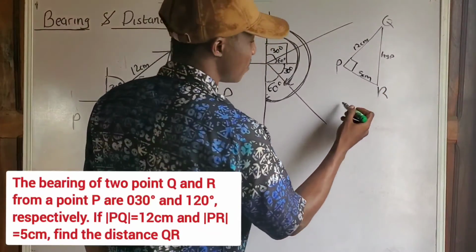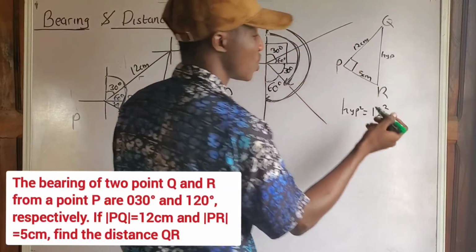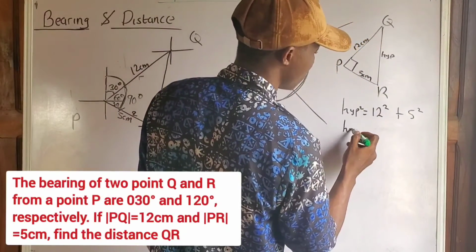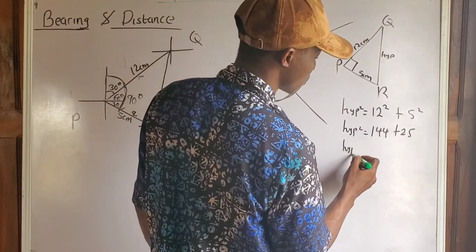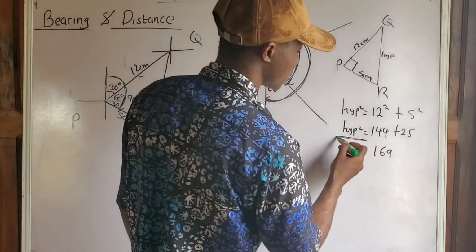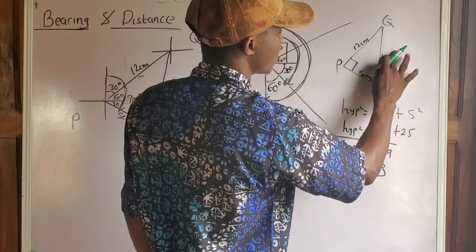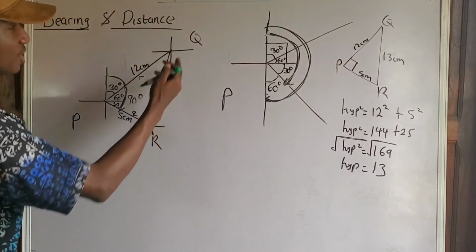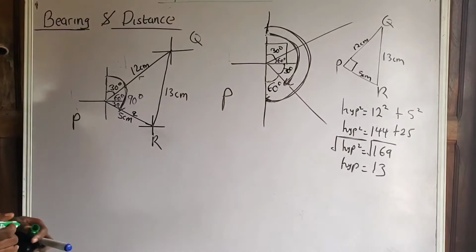Based on Pythagoras theorem, hypotenuse squared is equals to opposite squared. The opposite is what? 12 centimeters. So 12 squared plus adjacent squared. The adjacent is what? 5 centimeters. So I'm going to have 5 squared. So the hypotenuse squared is equals to 144 plus 25. Okay. So the hypotenuse squared is equals to 169. To get the hypotenuse, you have to take the square root of both sides. So square root of 169 is what? 13, right? So this side is 13 centimeters. So the distance between QR is what? 13 centimeters. You can see that it's simple.